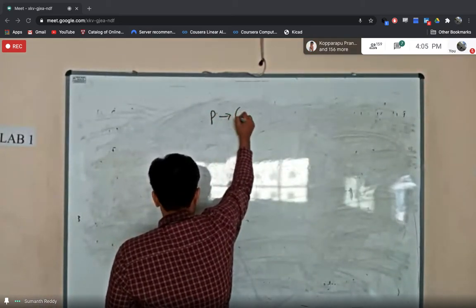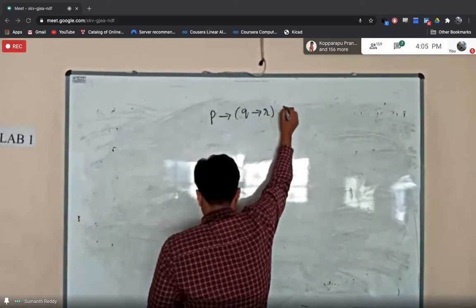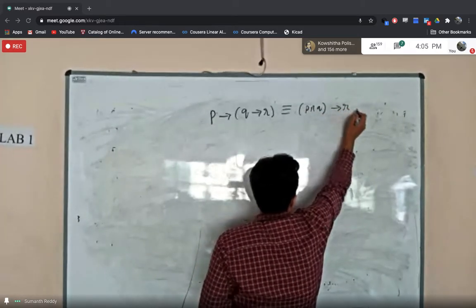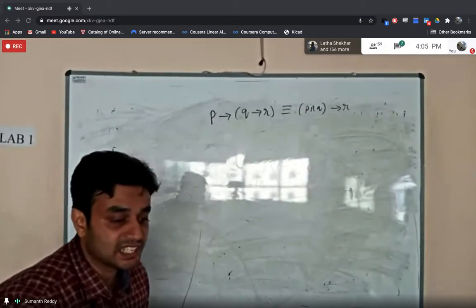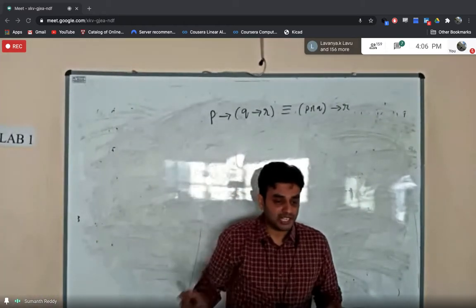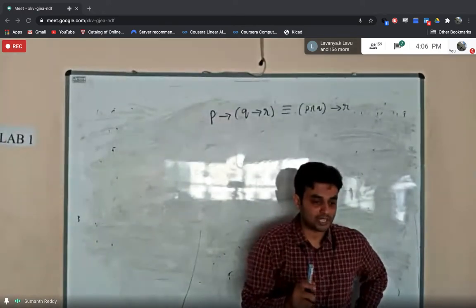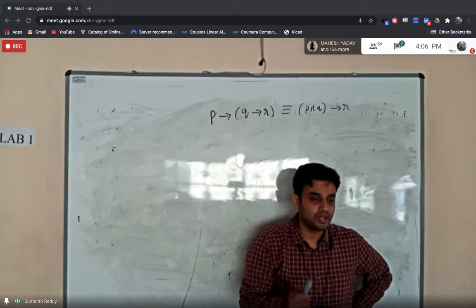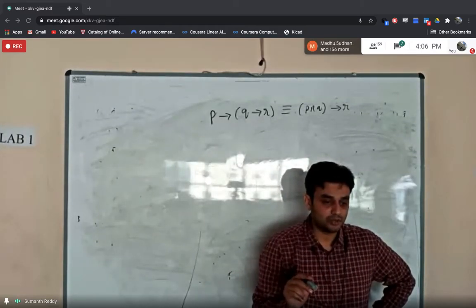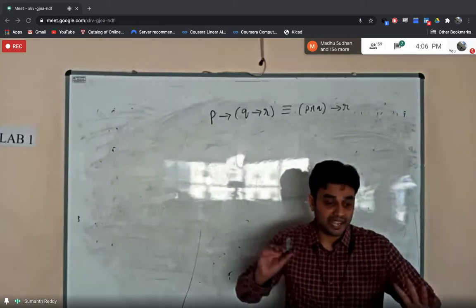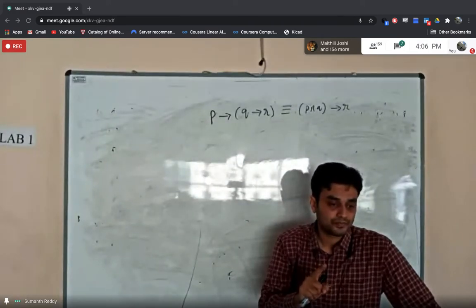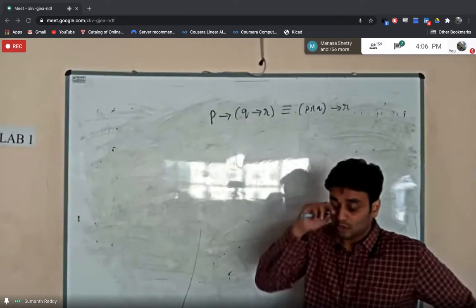P implies (Q implies R) is the same as (P ampersand Q) implies R. This is a very simple problem, but it is a little bit tricky. You have to always remember, when I gave you the list of laws, I gave you two more formulas. The second one I told you: whenever you have a conditional like P implies Q, you can write it as negation of P or Q. So in the exam, when you see this conditional symbol, always first remember that formula.